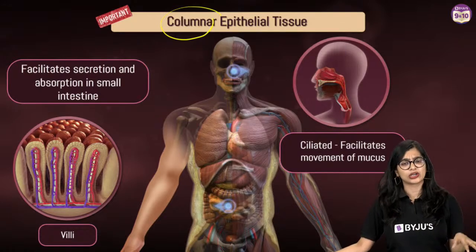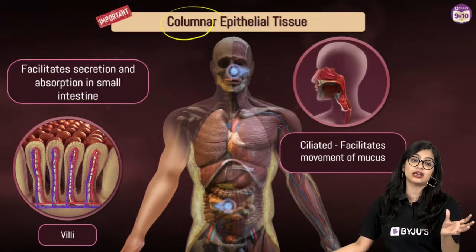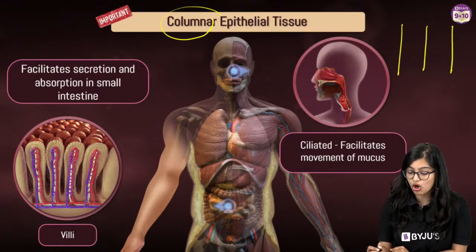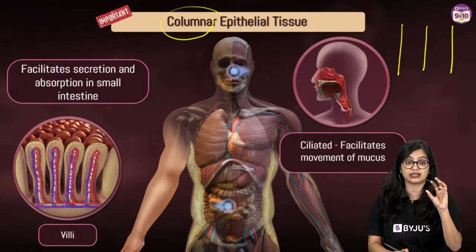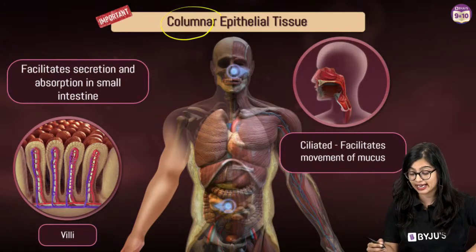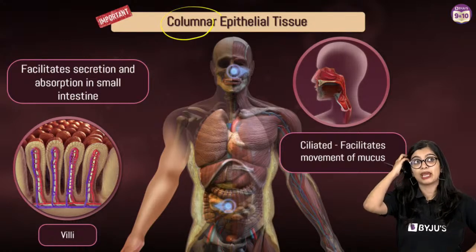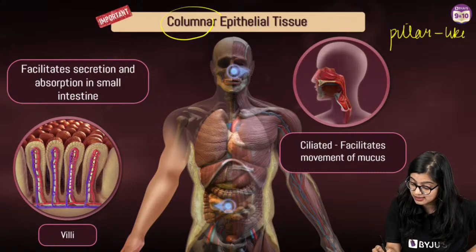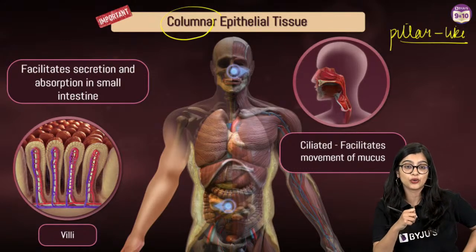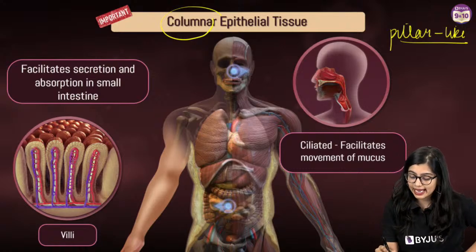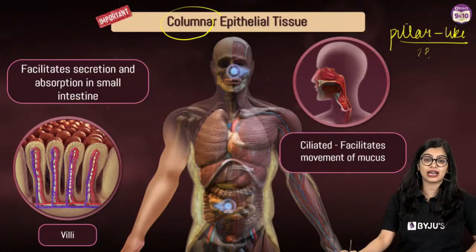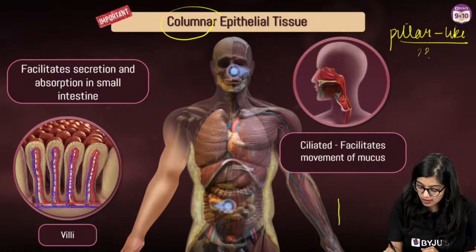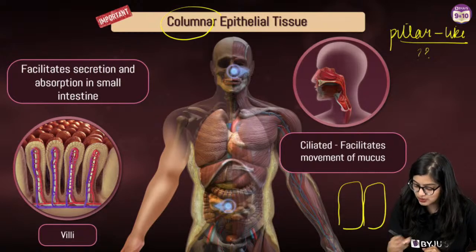Columnar means column. Very good. So when you think of columns, you will think of the long columns that you see, right? So in this aspect, can I say that they could be pillar-like? Can I say that they are pillar-like cells? Yes. So they are long pillar-like cells.